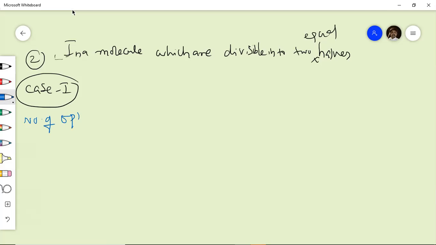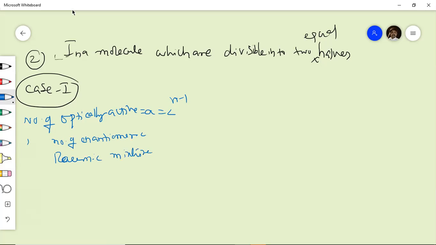Number of optically active forms can be calculated using A is equals to 2 power n minus 1. A is equals to 2 power n minus 1. In this case, the number of enantiomeric forms as well as the number of racemic mixtures is nothing but A by 2.